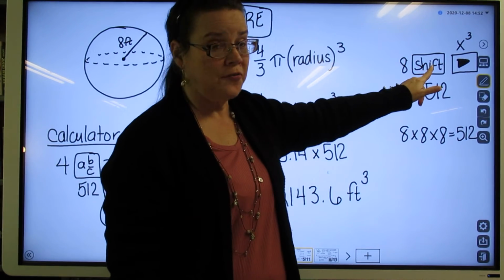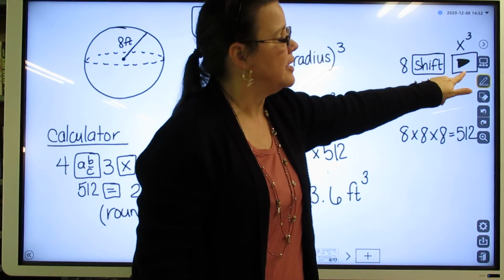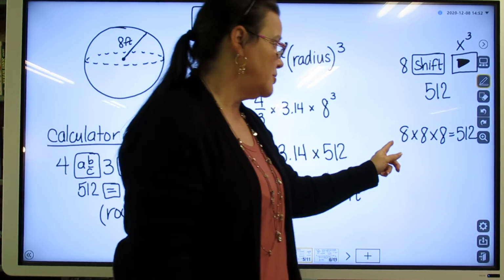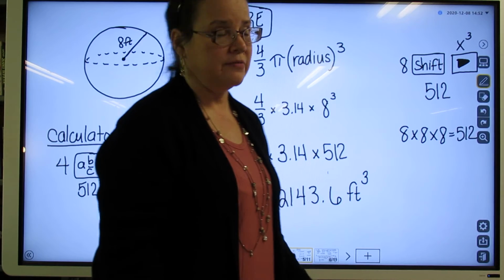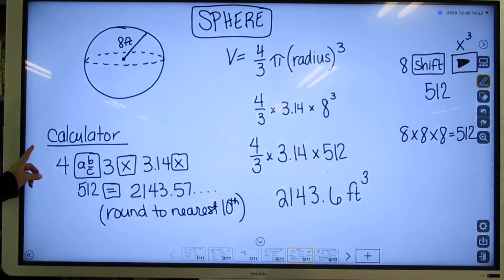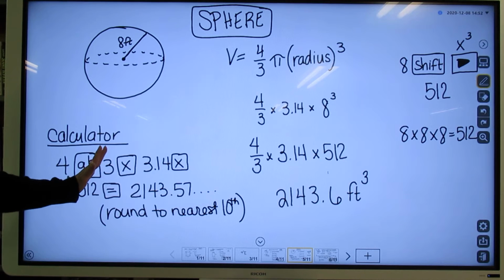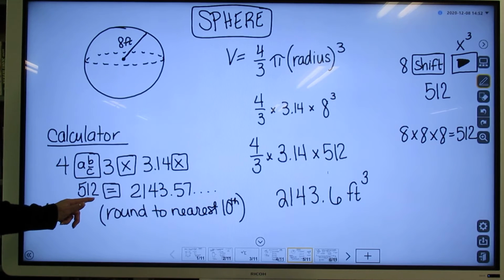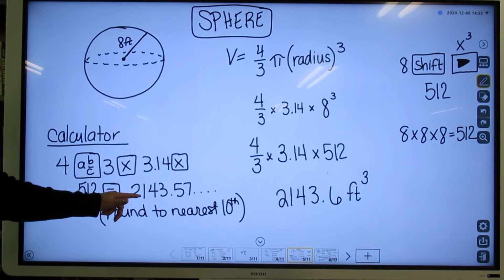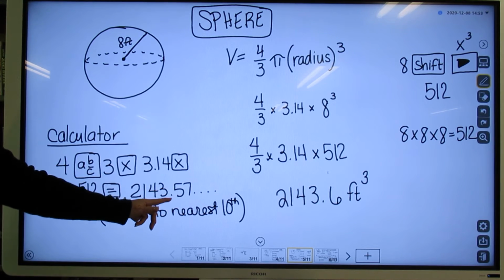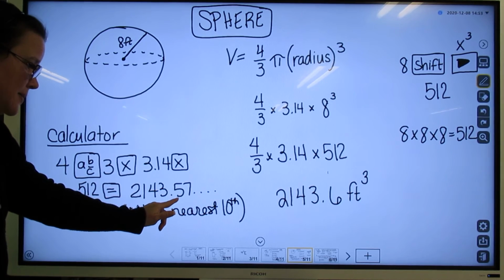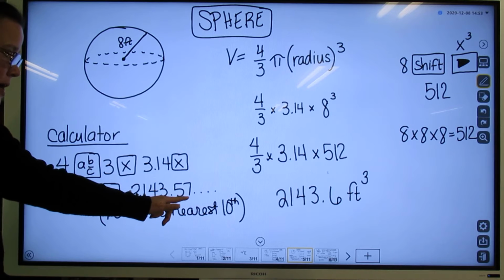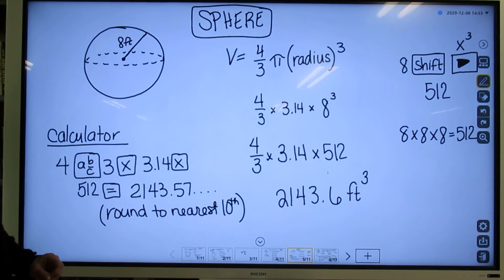That's 8, and then you hit your shift key, then you hit the play button. We call it a play button. It has a little x cubed up there, and that's what that means, and that ends up being 512, or you do the 8 times 8 times 8. It's also 512, so I put 2 different ways there. And I believe on the calculator I showed you how to do the 4/3 times the 3.14 times the 512, and how it equals 2,143.57, but if you round it to the nearest tenth, you round that 5 to a 6, because that's a 7 next to it, and estimating and rounding would bring that to a 6.